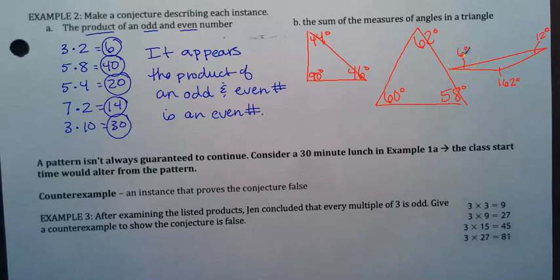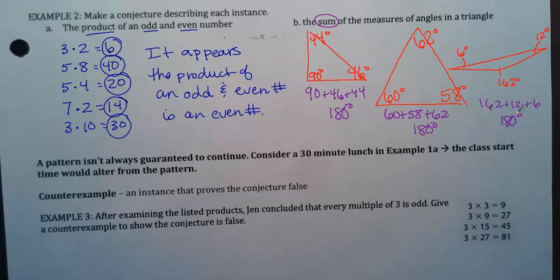Okay, but the question is asking us to draw some conclusions about the sum of the measures. Well, the sum is when I add these all up. So what is 90 plus 46 plus 44? Oh, it's 180 degrees. How about here? What's 60 plus 58 plus 62? Oh, it's 180 degrees. How about 162 plus 12 plus 6? Oh, it's 180 degrees. So what conjecture can I make about those?